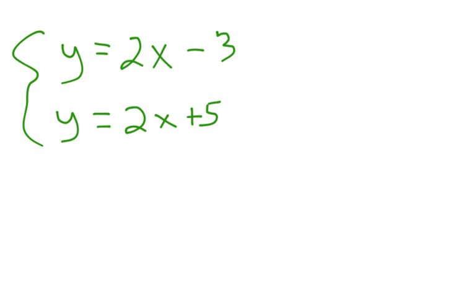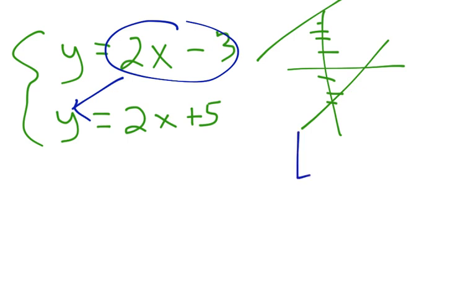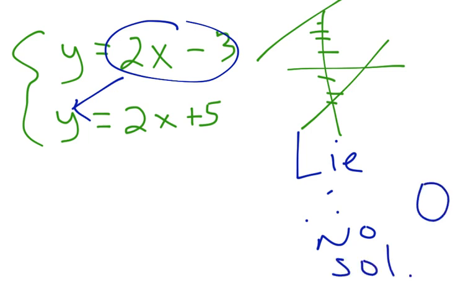They have different y-intercepts. If you were to graph them, you would see one going through negative 3 and the other going through 5. Now if I solve this using the substitution method, I'm going to plug it in and everything cancels out, but this time I'm going to get a lie. Therefore, no solution. So no solution would be my answer. You can also write the empty set.